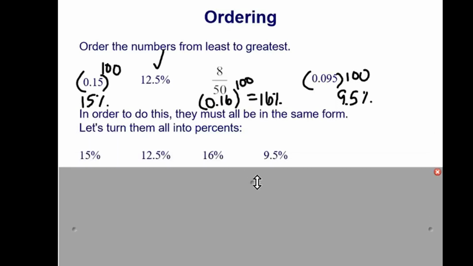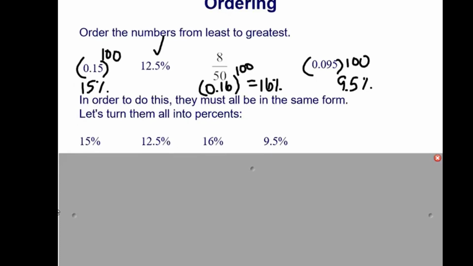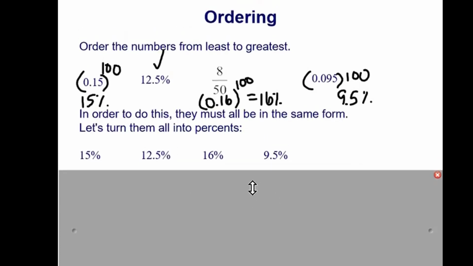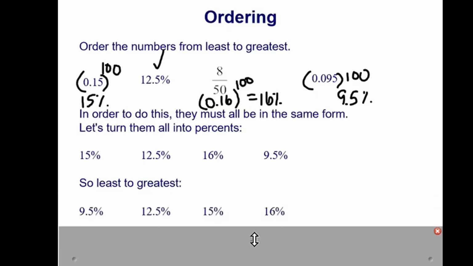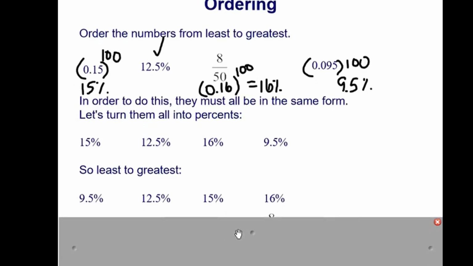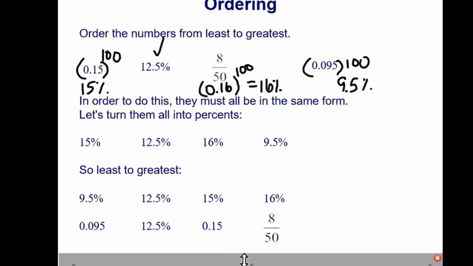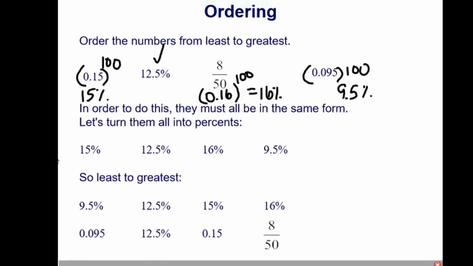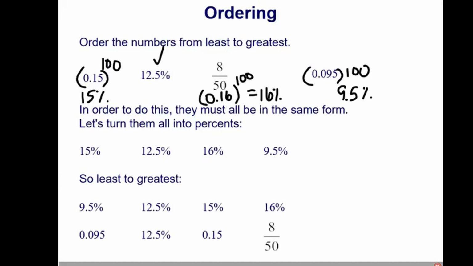Now that they're all in percents, here again a little cleaner, we've got 15%, 12.5%, 16%, and 9.5%. We can now order them least to greatest: 9.5%, 12.5%, 15%, 16%, and turn them back into their original forms. We have ordered from least to greatest 0.095, 12.5%, 0.15, and 8 over 50. So we can use these converting techniques to compare, at the very least, fractions, decimals, and percents.